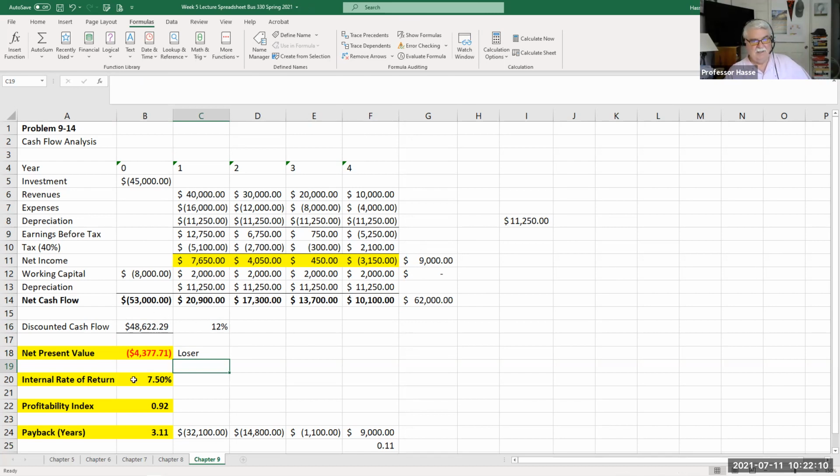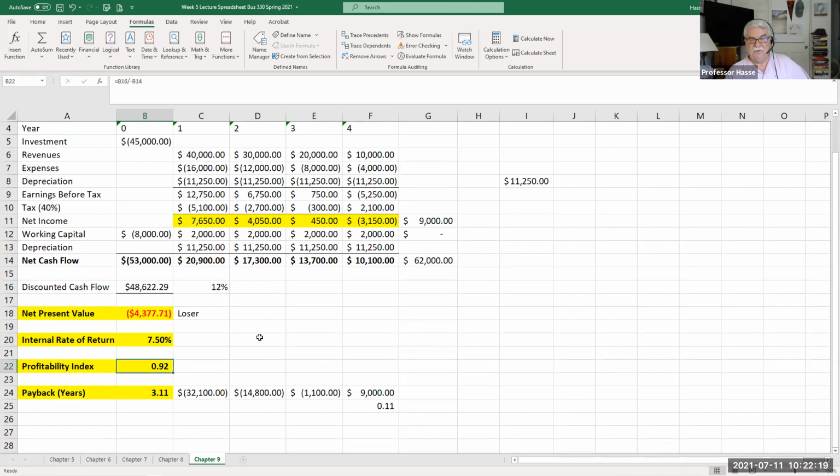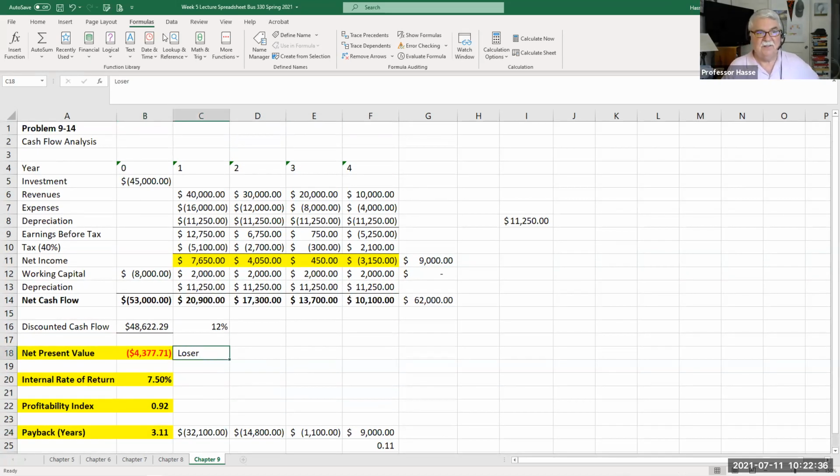Not a good investment. Our rate of return now is 7.5%, dramatically below our cost of capital. We're losing money. Our profitability index is under 1, 0.92, not good. And look at our payback. It's taking us 3.11 years to pay back this $53,000, almost the entire life of the project to get our money back. So now in this case, looking at it in these circumstances is dramatically different. We're losing money. And I'm glad I caught that error myself. And this is how this correctly should look. Expenses are being subtracted. And now we get these scenarios.